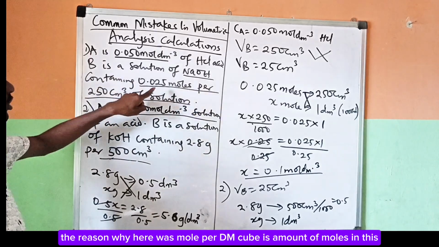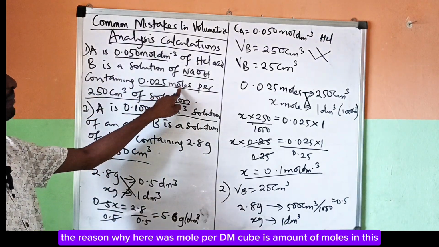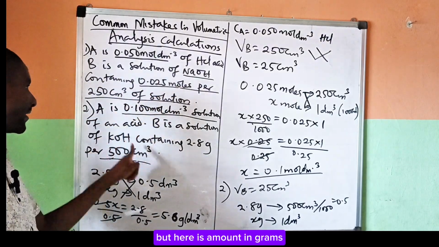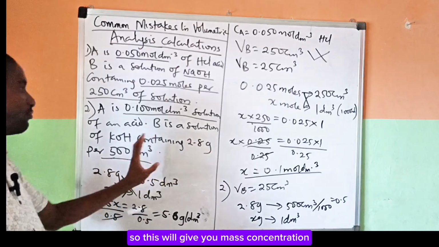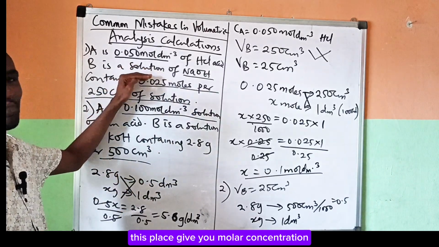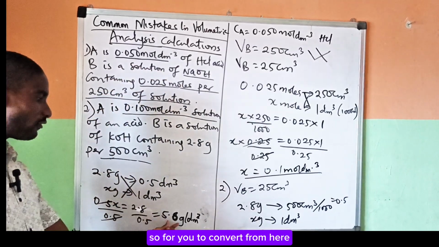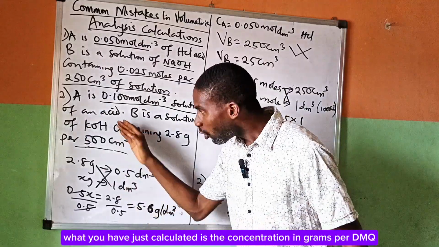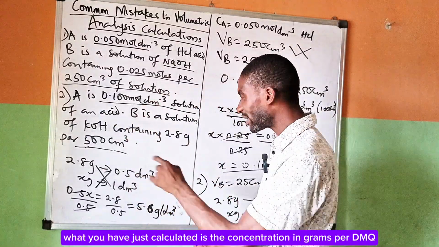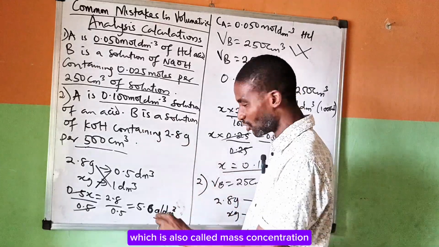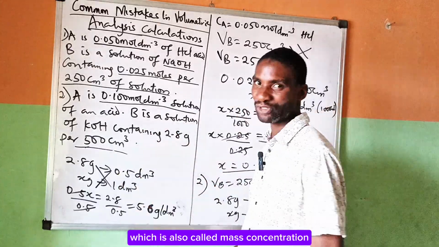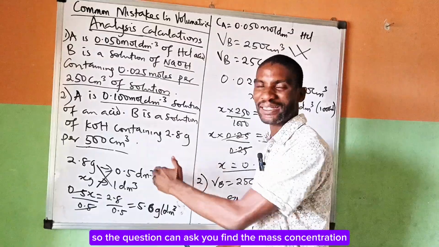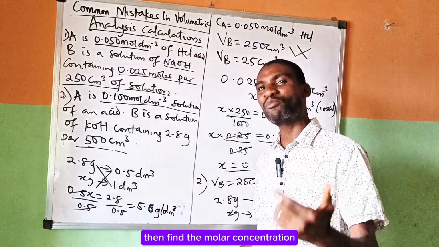The reason why here was mole per dm³ is the amount of moles in this, but here is the amount in grams. So this will give you mass concentration. This place gave you molar concentration. So for you to convert from here, they can ask you to find the molar concentration. What you have just calculated is the concentration in grams per dm³, which is also called mass concentration. So the question can ask you find the mass concentration, then find the molar concentration.